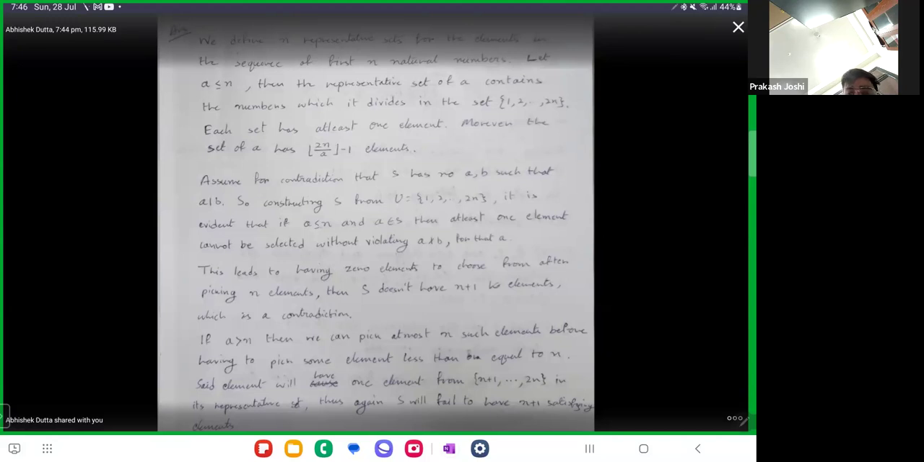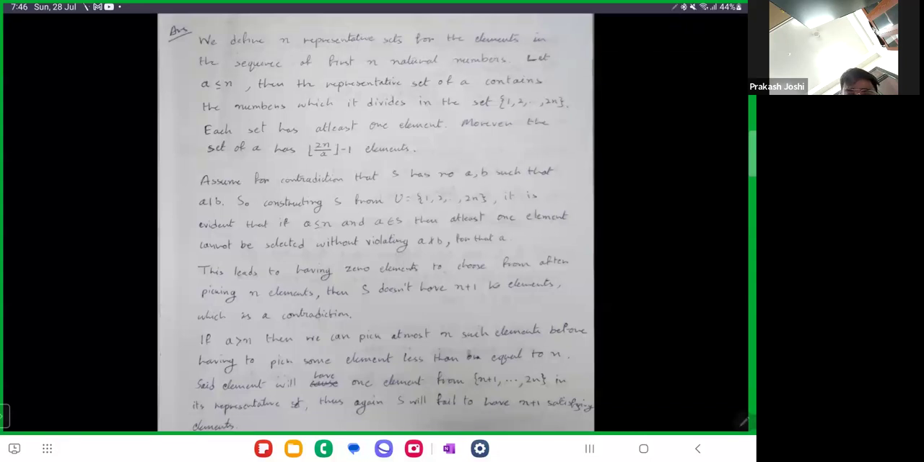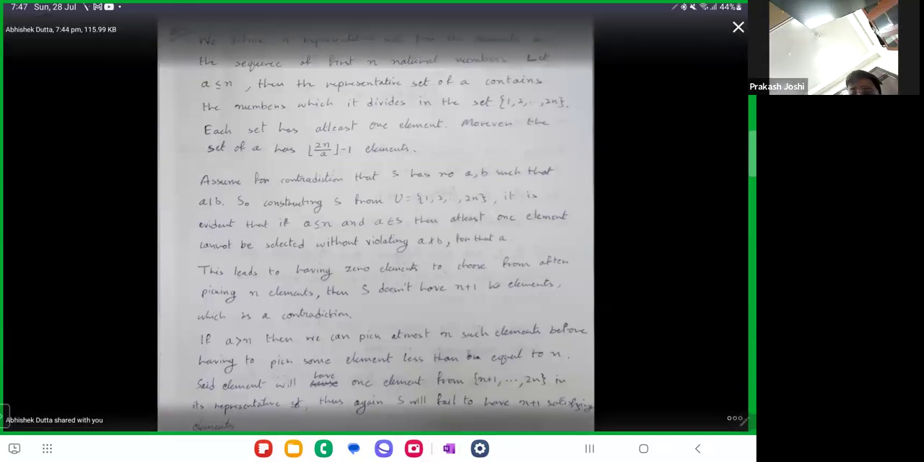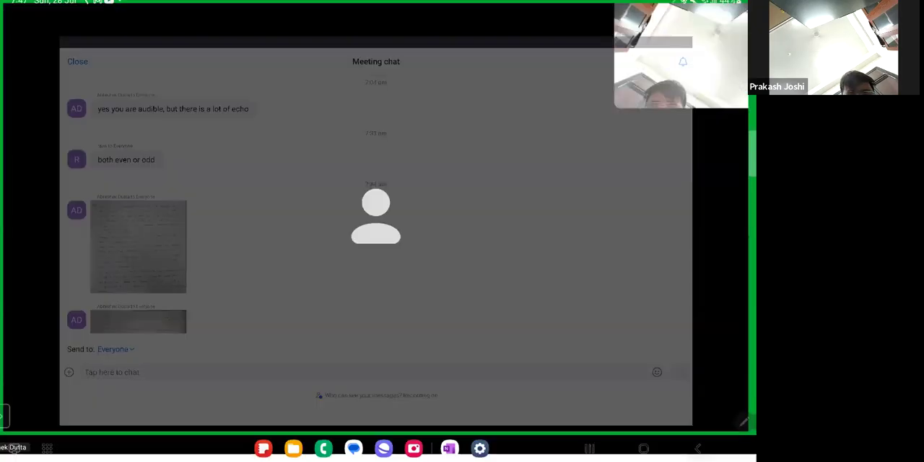Okay. Each set has at least one element. Moreover, the set of A has floor of 2n over A minus 1 elements. That is fine. Assume for contradiction that S has no A, B such that A divides B. So constructing S from U equals 1 to 2n, it is evident that if A is less than n, at least one element cannot be selected without violating the condition that A does not divide B. This leads to having zero elements. Okay, fine. Maybe you are correct. Could be correct. I can read it later.